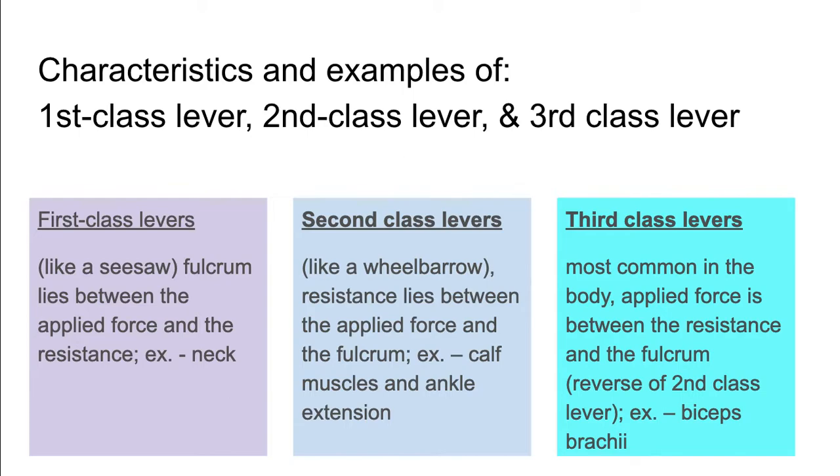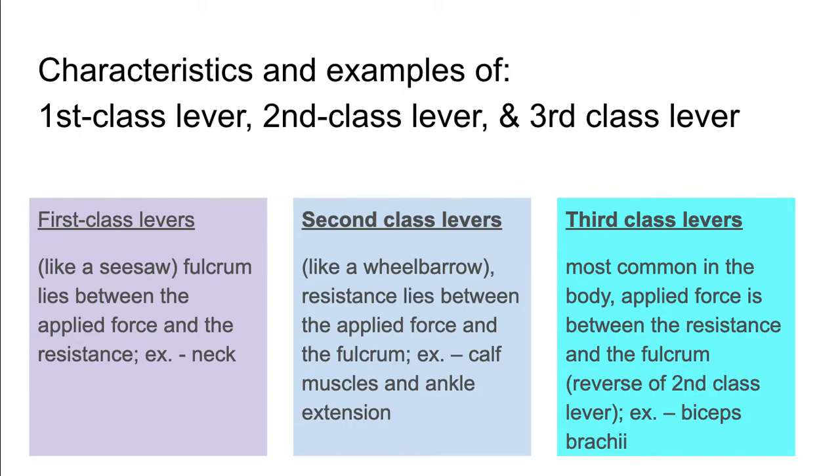So what are these? First class levers. Think of a first class lever like a seesaw. The fulcrum, remember, that's the movable point, lies between what we call the applied force and the resistance. I know you're thinking, what do these terms mean? The applied force is the force being applied, and the resistance is what's opposing the motion.